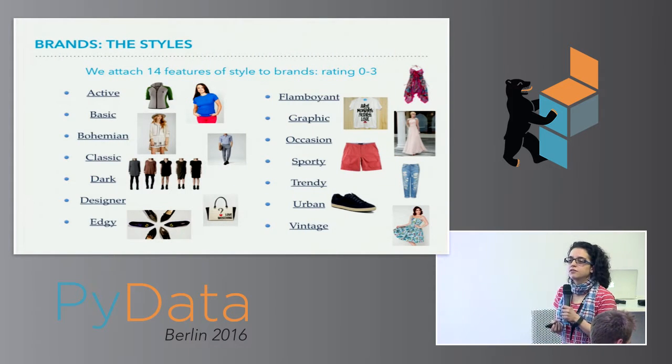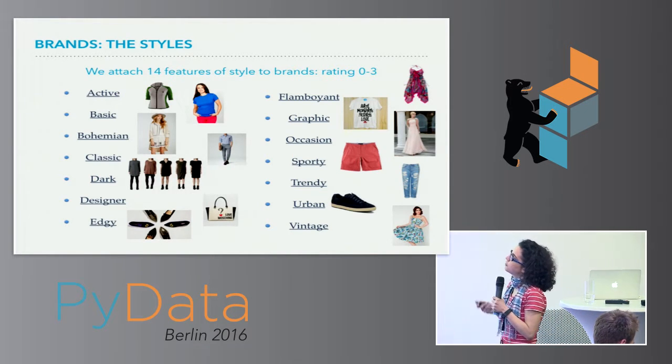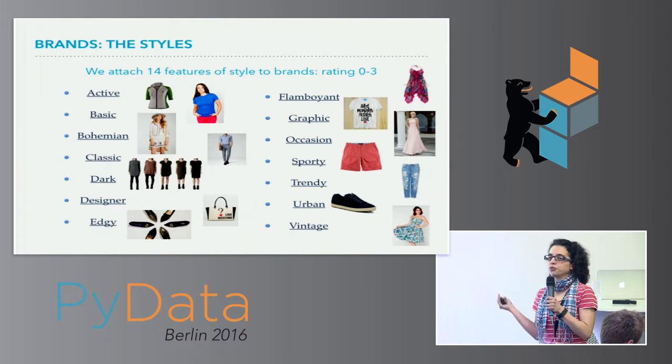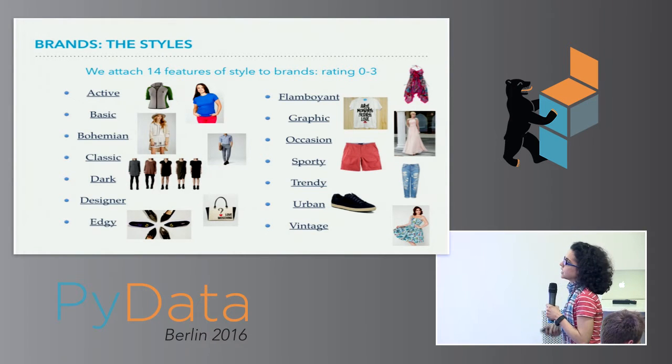First of all, we start from the brands we have, and what we do is we manually tag their styles across 14 features of styles, which we tag with a rating, an integer ranging from 0, which means not at all, to 3, which means it is very high in this style.